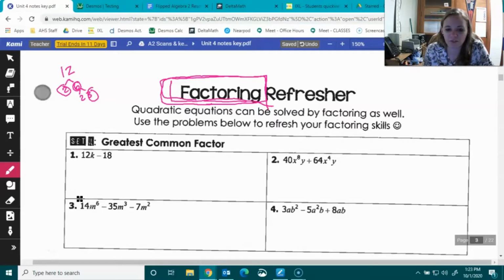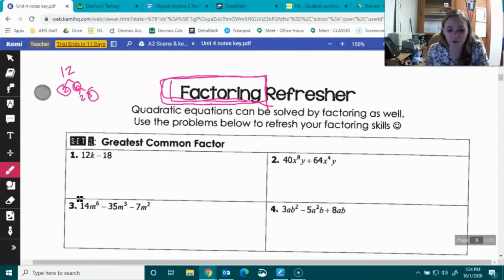We're going to have to put on our dividing caps. We have to think about what I can divide both of these numbers by, in this case, for the first one. So I have 12 and 18. And when I factor, I ask myself what they both can divide by. In this case, they both divide by 6.